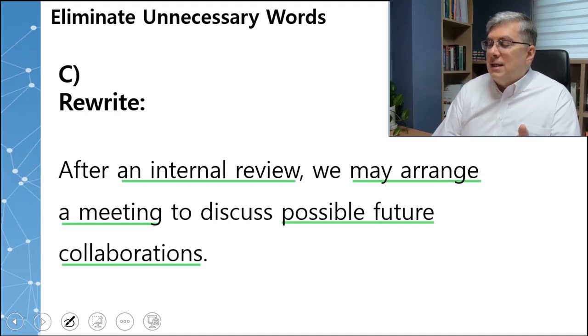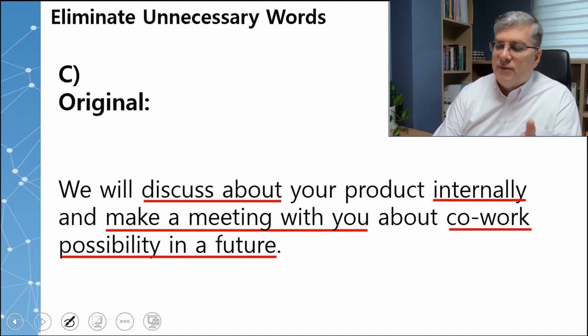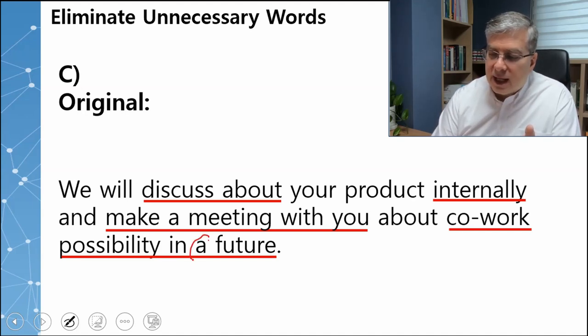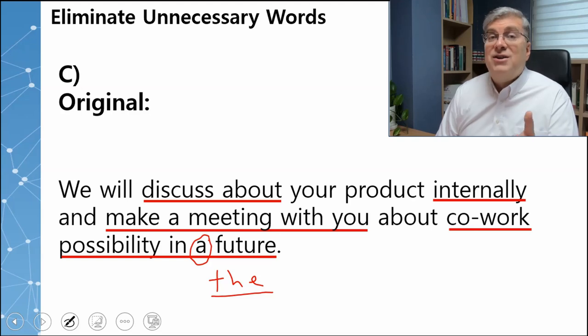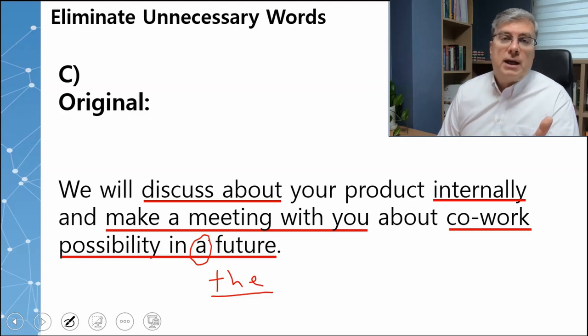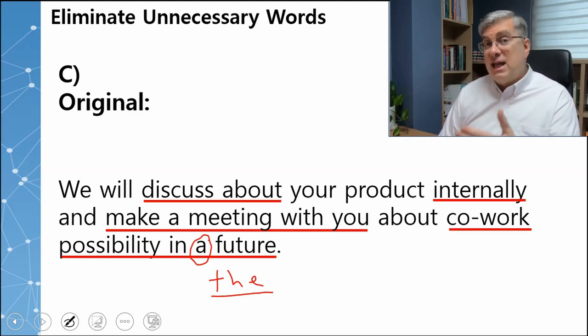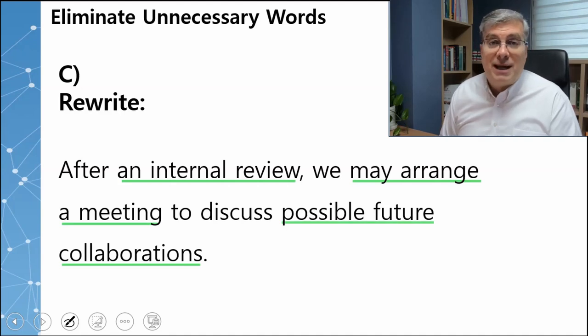Now, it's interesting. I mentioned something about future. I just wanted to point that out. In a future, we don't use an indefinite article in front of future. And in fact, Americans will use a definite article, the, in the future. I've noticed that British English speakers, really, the original English speakers, will not use a definite article in front of future. They will just say in future, right? So that's an interesting note I just wanted to point out between British English and American English. Anyway, those are the changes that I would make to C.